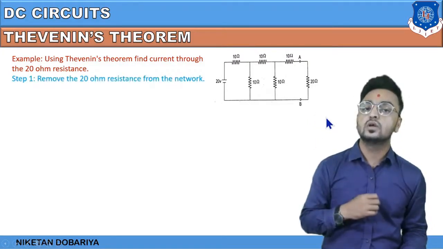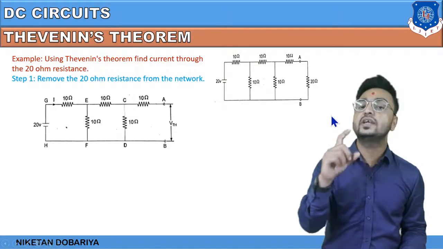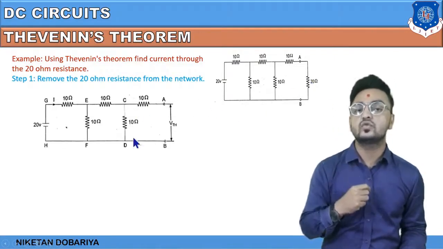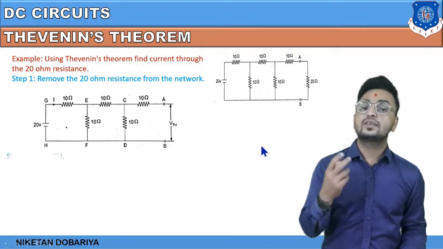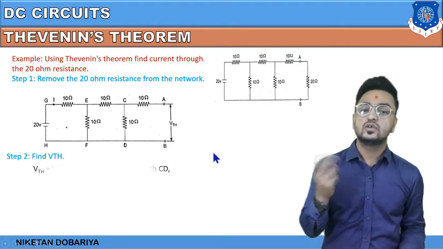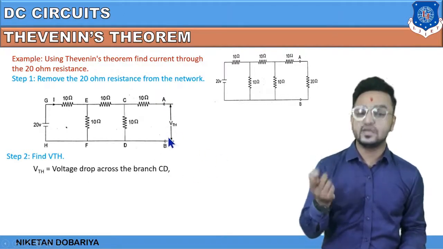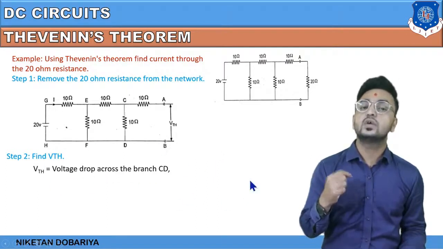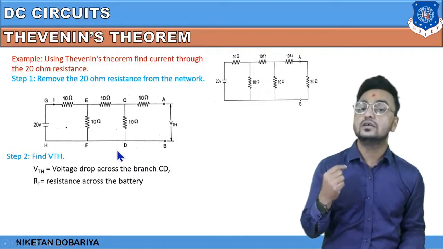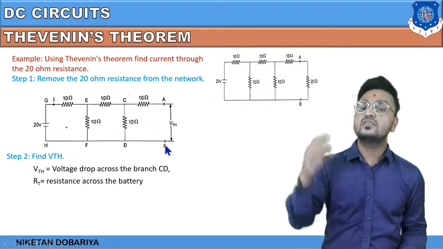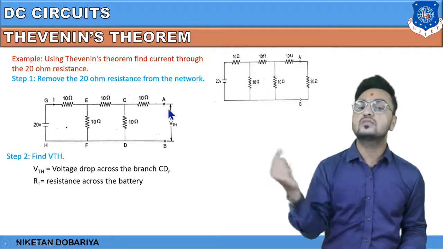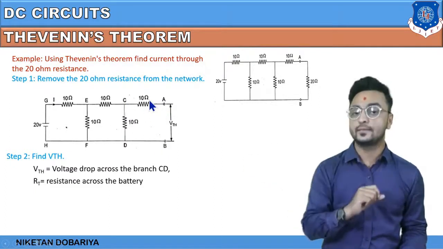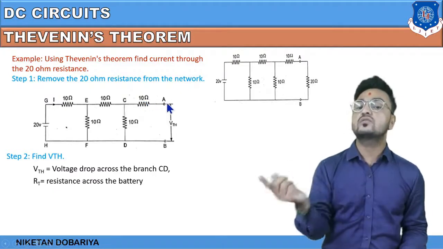In step number 1, first of all, we will remove that 20 ohm resistance which is across AB. Next, we will find the voltage across AB, and that is going to be VTH, across this branch CD. As we are measuring voltage across AB, but this is open circuit, there will be no current through this 10 ohm which is across C and A. So there will be zero voltage across C and A.